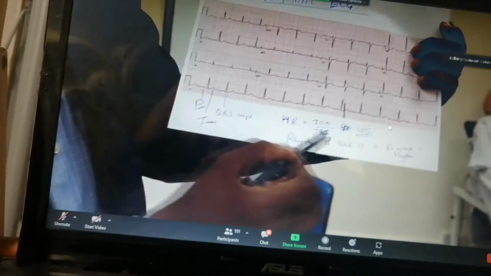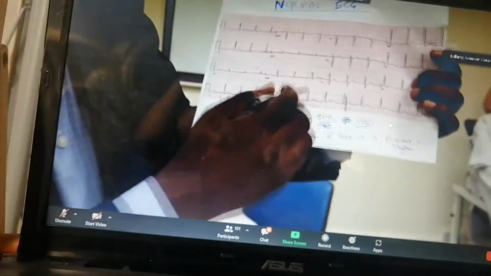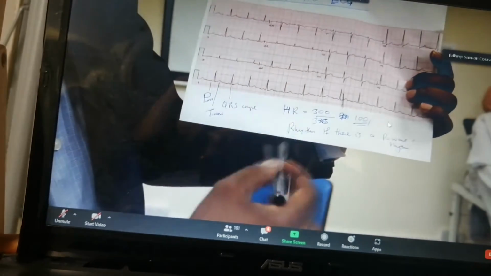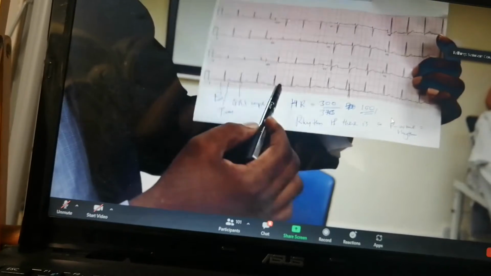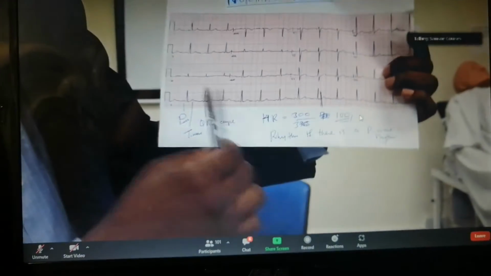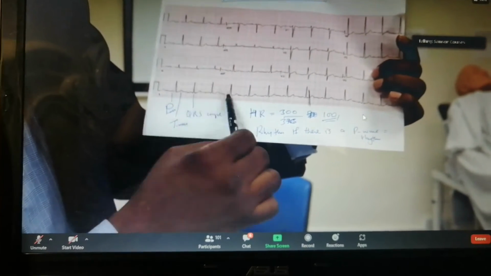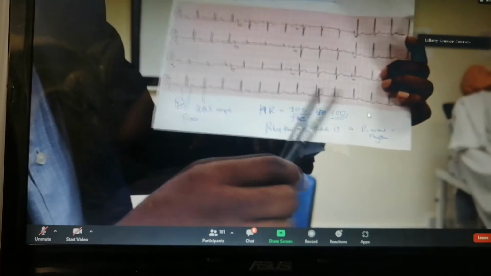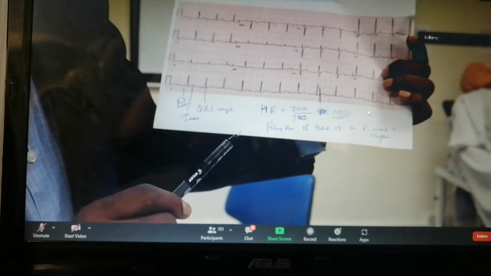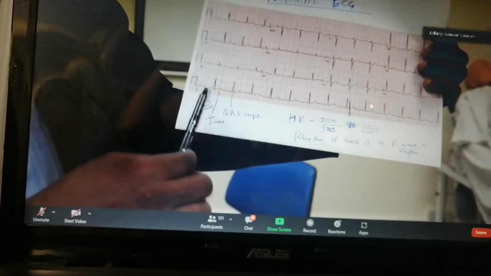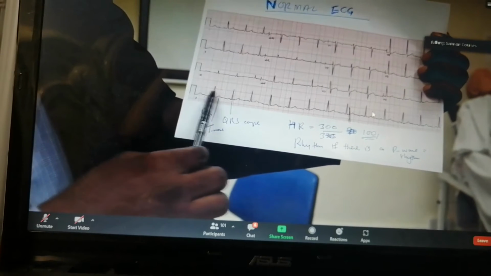Now remember, using the formula, we said it was 300 divided by 4, which was 75. So you can see it's almost similar. But if the rhythm is irregular, you count 30 boxes, find how many QRS complexes lie within those 30 boxes, and multiply it by 10. Is that clear? Yes.